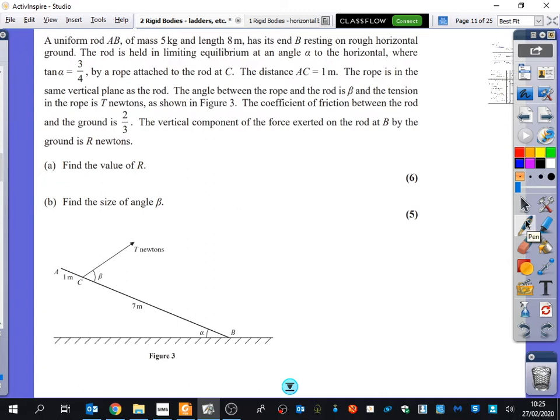As soon as I see that tan alpha is 3/4, I go straight in and think, what is sine alpha? Sine alpha is 3/5, because that's opposite and that's adjacent. And so cos alpha is 4/5. I know that's going to be useful for me.